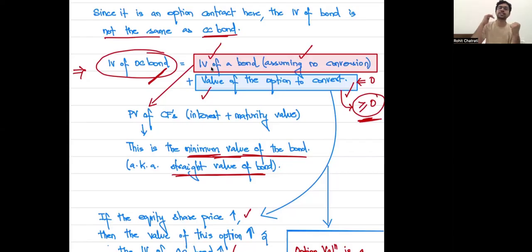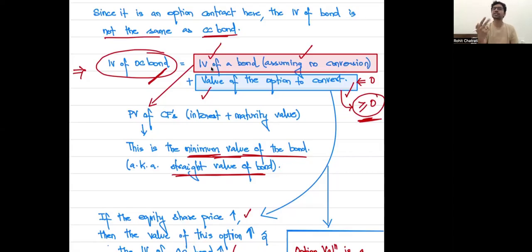Whereas if the company shares are doing well, then the value of the option is going to be greater than 0, and the market value of the convertible bond will be greater than the market value of a bond assuming no conversion. It will be greater than the market value of a straight bond, because the formula is constructed in such a way that you calculate the value of the option contract, add it to the straight bond value, and that is how you derive the market value of a convertible bond.